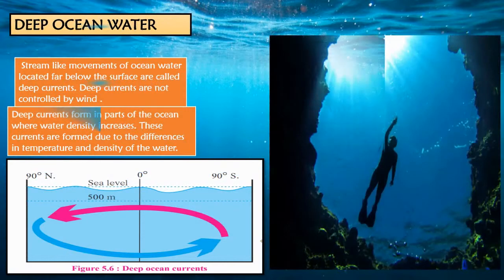The next one is the deep ocean currents, or the deep ocean waters. Deep ocean currents are stream-like flows of water in the oceans located far below the surface. These are called deep currents. They are not controlled by winds. These currents primarily arise from variations in the density of seawater and are controlled by its temperature and salt content, that is the salinity.